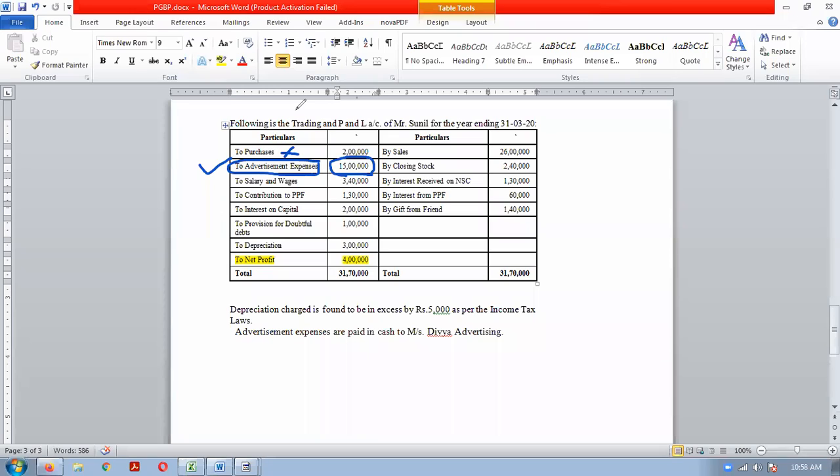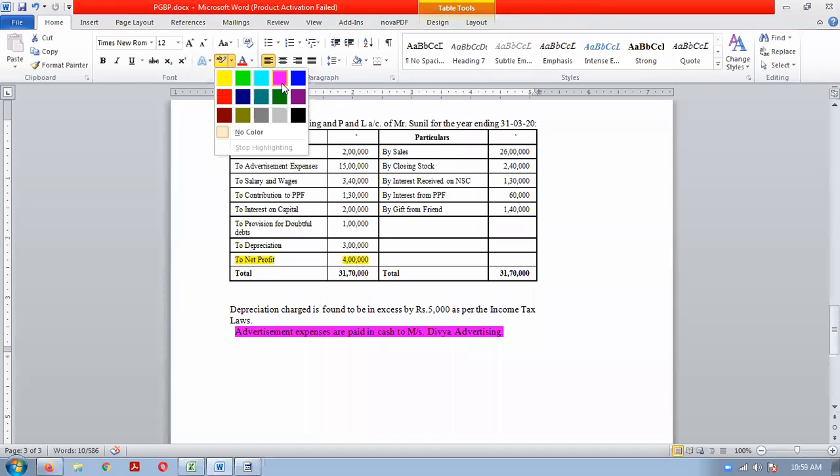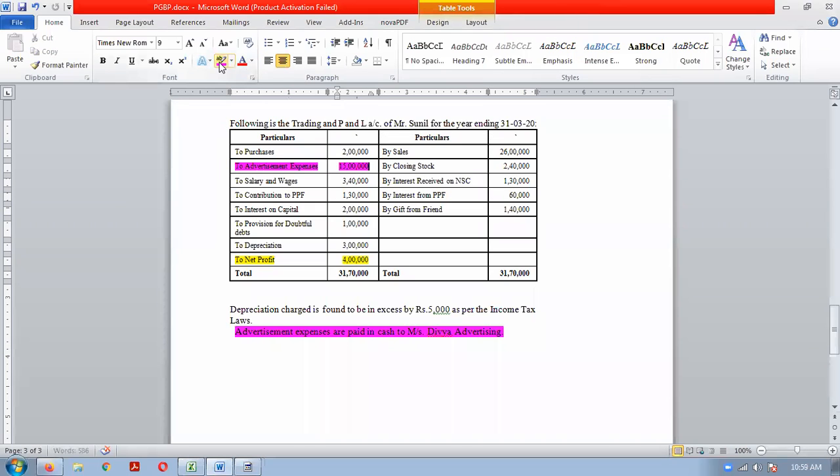But if you will see, one adjustment note is given here. That is a very important thing. See, advertisement expenses are paid in cash. Advertisement expenses are paid in cash to Mrs. Divya Advertising. So this full 15 lakhs is there, no? It is paid in cash.